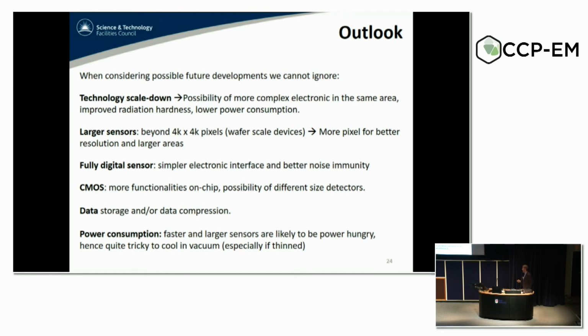We cannot forget other factors like technology scale down, so we could even put more complex electronics. Larger sensors going beyond 4K by 4K, fully digital sensors, taking full advantage of the functionalities that CMOS can allow, and data storage, data compression, for example. Very large sensors, several thousand frames per second, 16-bit resolution, will generate terabytes and terabytes of data very, very quickly. And we've seen this morning how much processing happens on these images. So this will make things very, very challenging.